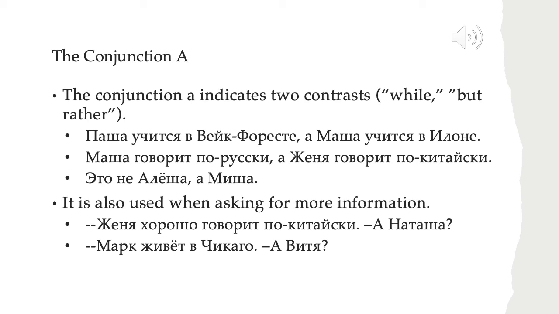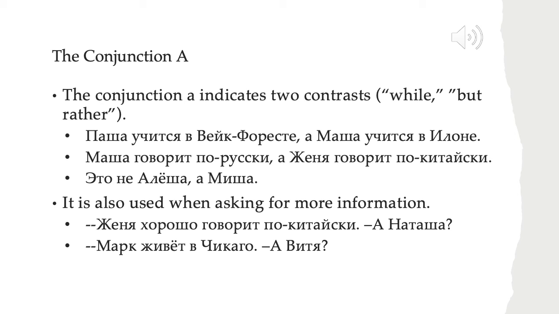We will also use the conjunction а at the beginning of a sentence when we ask for more information, and this is very, very common. For example, Женя хорошо говорит по-китайски. Zhenya speaks Chinese well. А Наташа? And that's like saying, what about Natasha? Does Natasha also speak Chinese well? But we don't have to say all of that in Russian. We just say, а Наташа?